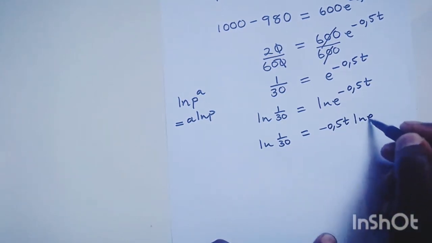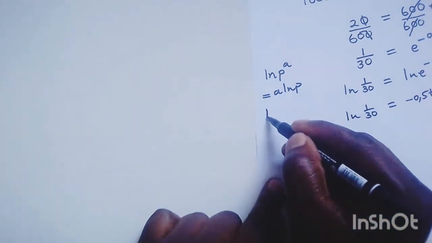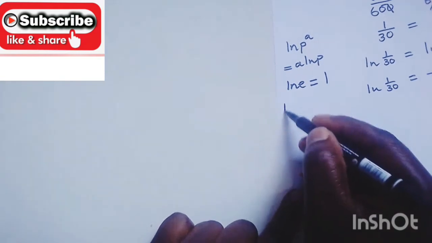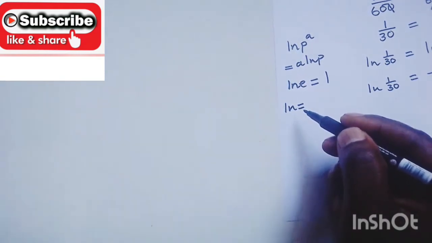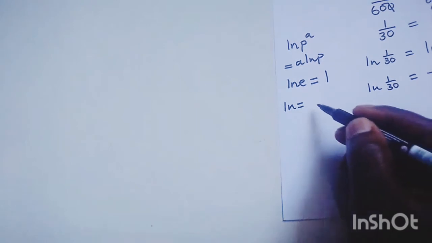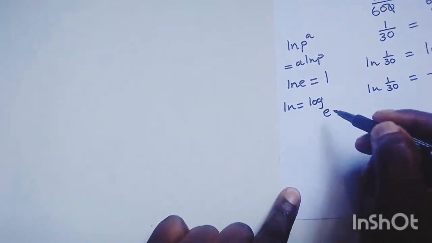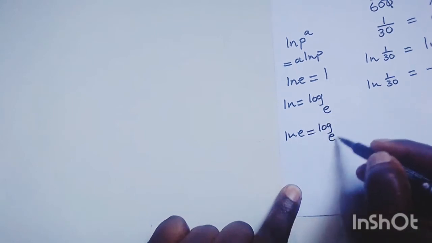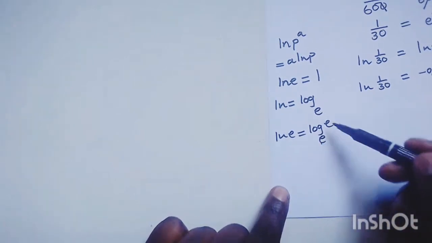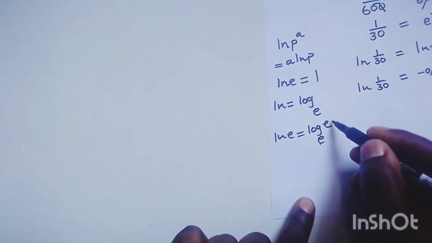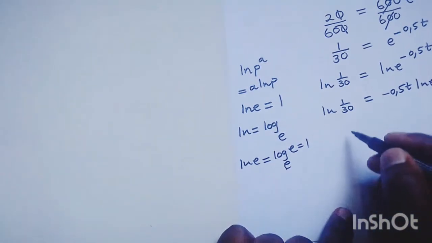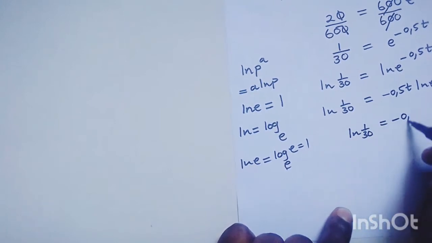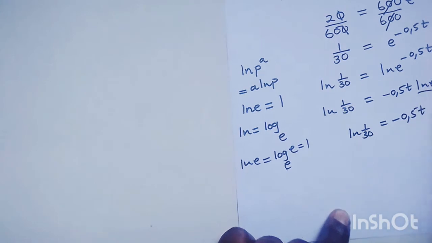Then you write ln e. But you also need to note that ln e is as good as 1. Why? Because ln represents a Napierian log, which is log to base e. So ln e is log to base e of e. If the base and the number in front of the log are the same, your answer is 1. So ln 1 over 30 is equal to negative 0.5t, since ln e is 1.